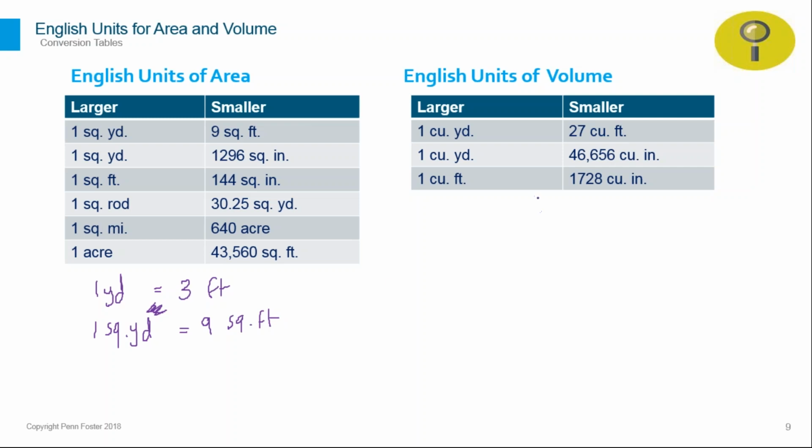The same thing for the volume units. The same idea. We start out with the length unit that we know and cube the values. So 1 cubic yard equals 3 times 3 is 9 times 3 is 27 cubic feet. This is how we get these values in case you don't have access to the actual area and volume tables. Now let's look at examples.